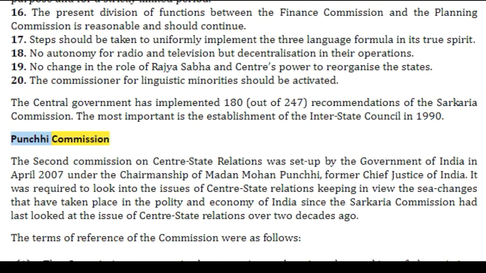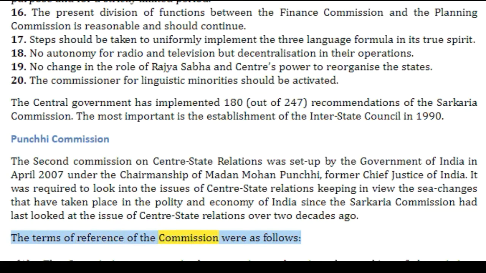Punchhi Commission. The second Commission on Centre-State Relations was set up by the Government of India in April 2007 under the chairmanship of Madan Mohan Punchhi, former Chief Justice of India. It was required to look into the issues of centre-state relations, keeping in view the sea changes that have taken place in the polity and economy of India since the Sarkaria Commission had last looked at the issue of centre-state relations over 20 years ago.